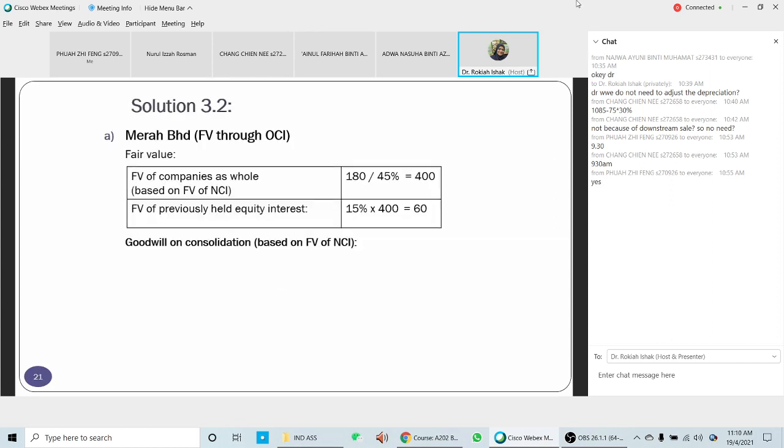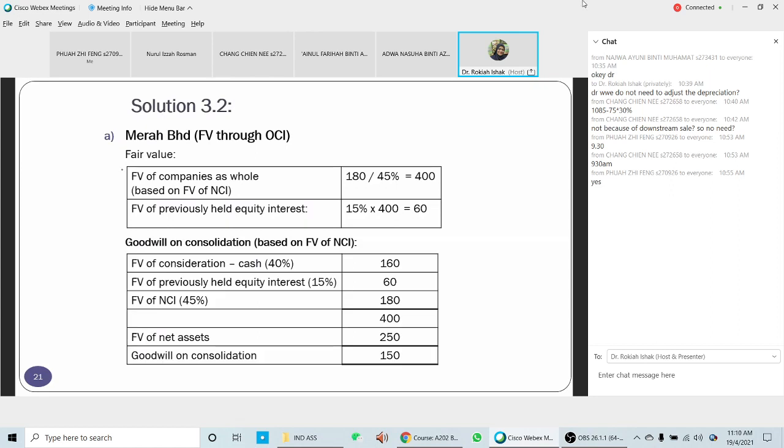So look at the fair value here. Look at Merah first. For Merah, the fair value as a whole is already given. If not given, you need to calculate this one, based on the NCI value. The NCI value here is given as 180. So 180 divided by 45% of the NCI, we're going to have 400. So 400 is the value of the company as a whole, the value of Merah.